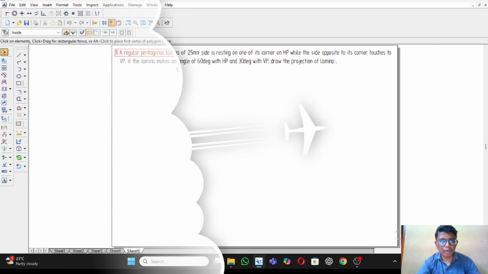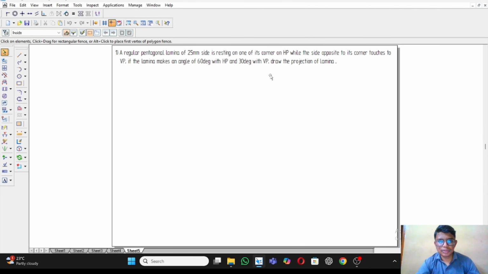Now let's move on to the pentagonal lamina of 25 mm side is resting one of its corner on HP, while the side opposite to its corner touches the VP. If the lamina makes an angle of 60° with HP and 30° with VP, draw the projection of the lamina. The first angle is for 25 mm, which is in corner, means we have to draw the pentagon on the left side. The sides should be on the left side and touch the VP. The second projection is 60° with HP and the third projection is 30° with VP.